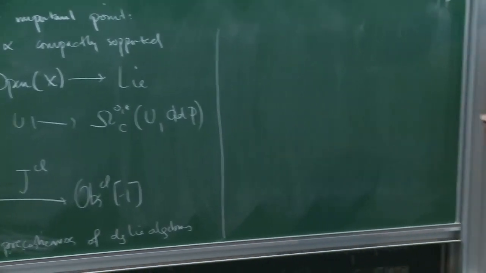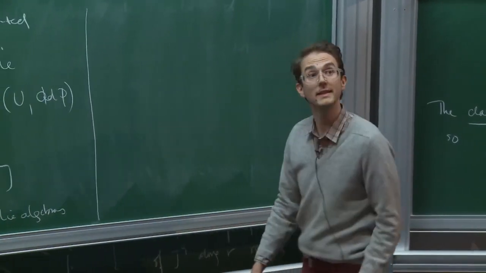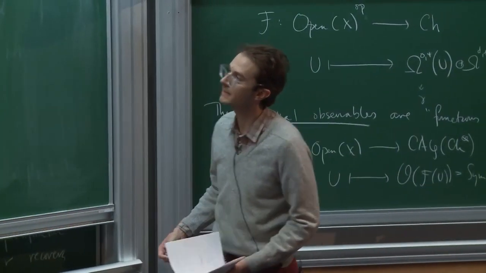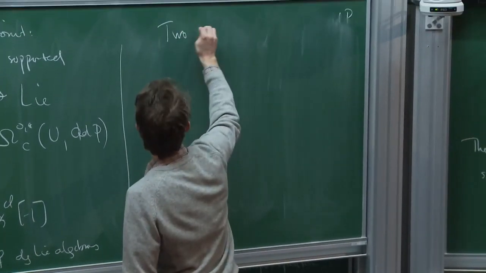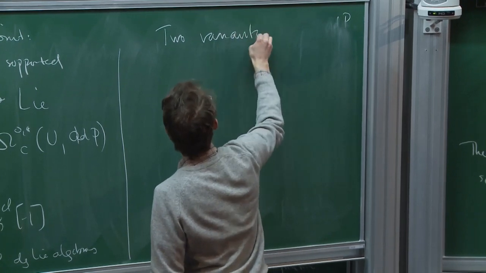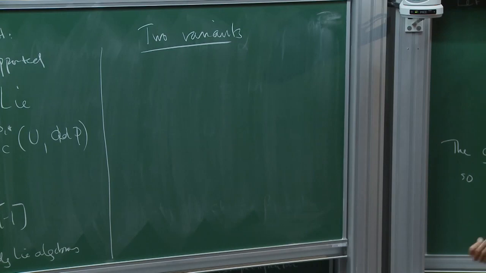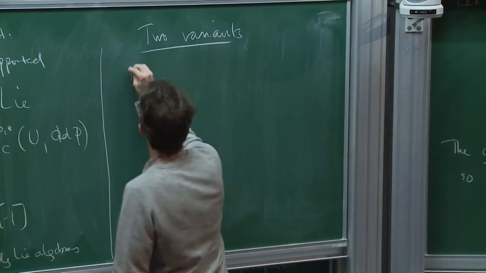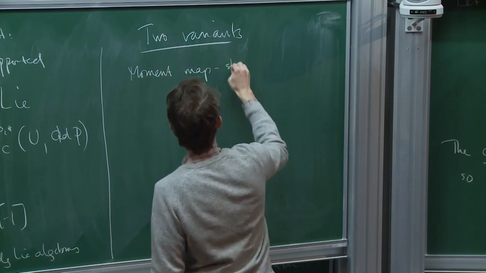So this map, J classical, there's two different ways to rephrase it that I think are suggestive and that will be useful when we quantize. So two variants. The first one is to rephrase in a way that looks like a moment map. So this is moment map style.